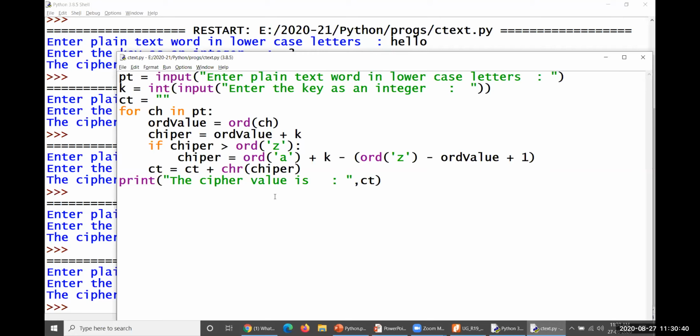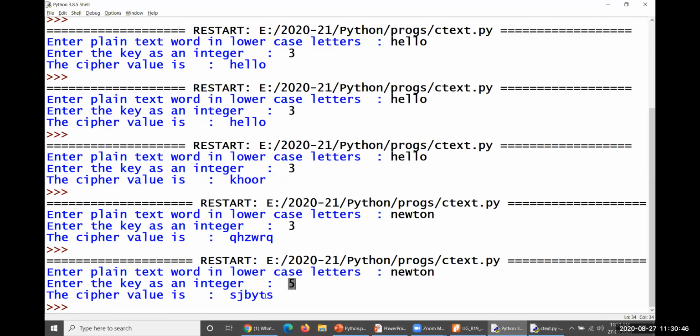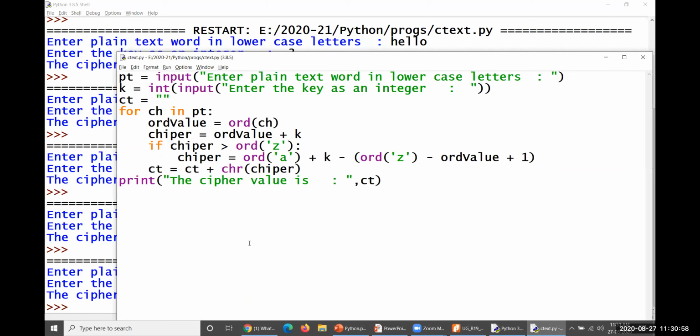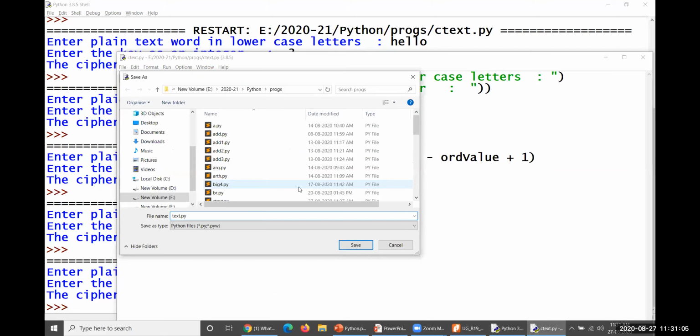Now we would like to decrypt. Your friend has received the data as this particular value, SJBYTS. How could this be decrypted to the plain text, Newton? How could this be done? Let us save this program with another name, that is plain text, ptext.